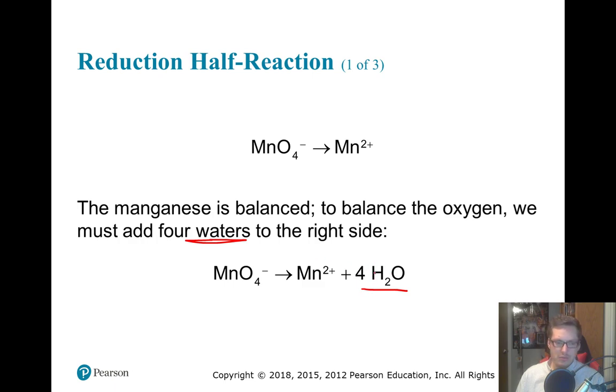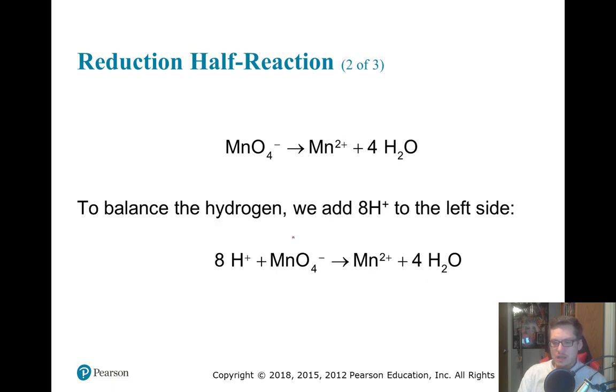This is the part that's going to blow your little minds for a minute. We're adding these hydrogens here, and it doesn't really matter. We're just making sure the oxygen balances. Now we're going to use H plus in order to balance out the hydrogens that we just added. So this is where we're at. There are now eight hydrogens on the product side that are not on the reactant side, so in order to balance those out, we're going to add eight H pluses to the left-hand side.